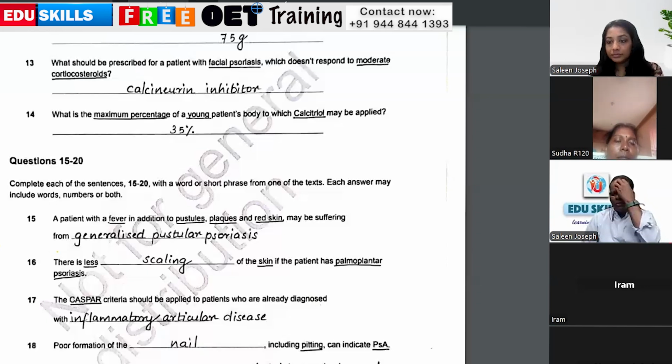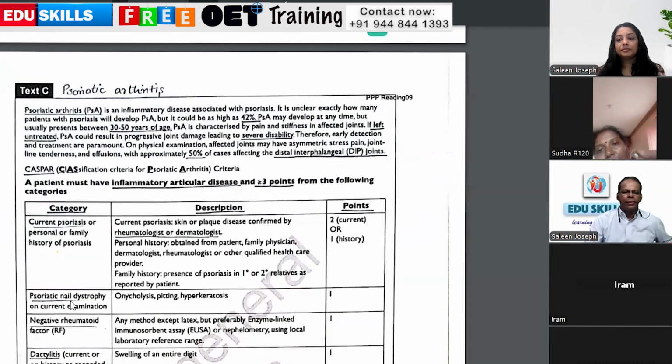So here it says nail formation, including pitting. Could you just take me back to that column, description? The three things are given, a list. Whenever there is a list, normally if there are two things, they would use a conjunction. If it is a list, since it is given in a column, commas are put. If it is in a sentence, there will be and after pitting.